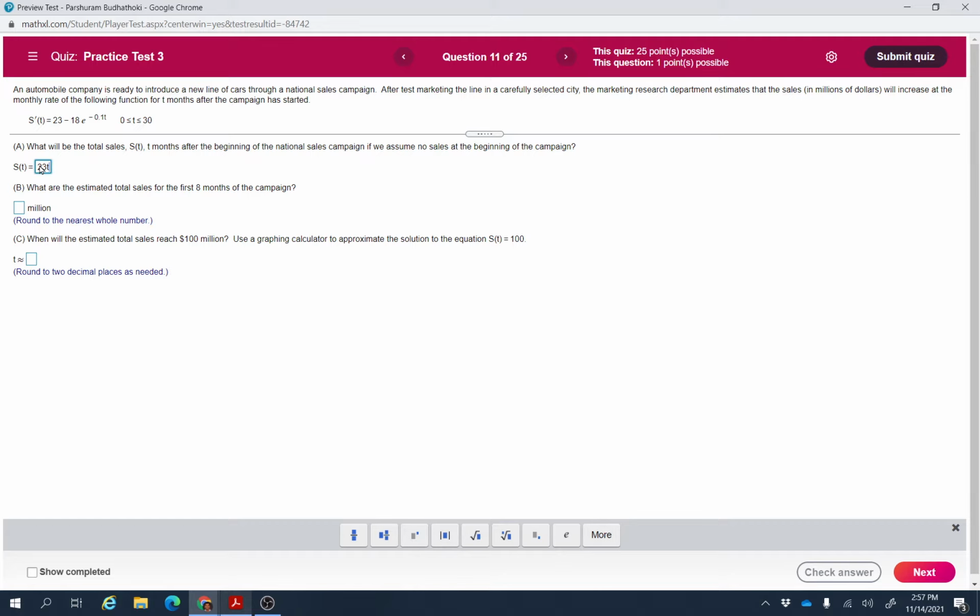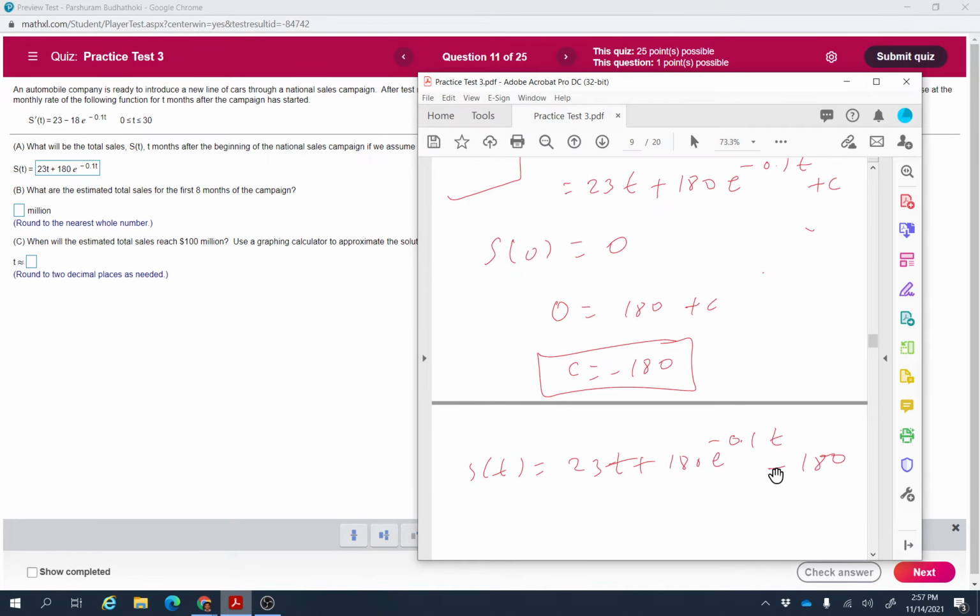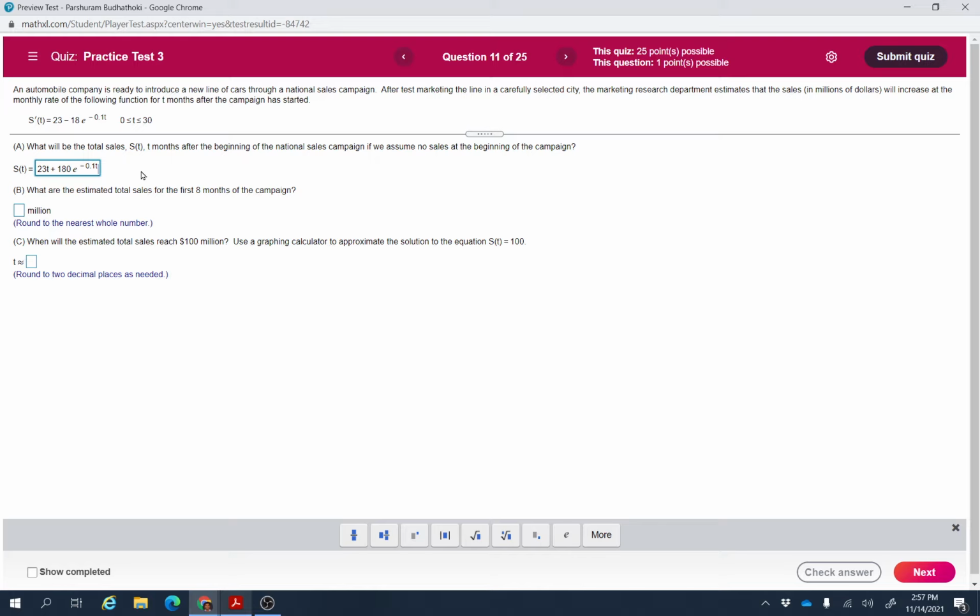S of t equals 23t plus 180 e to the power negative 0.1 t, and then negative 180. So that's the value for the first part.